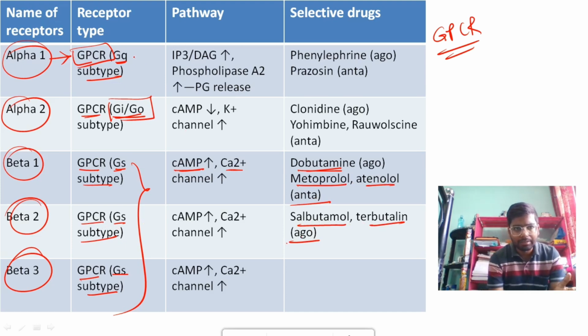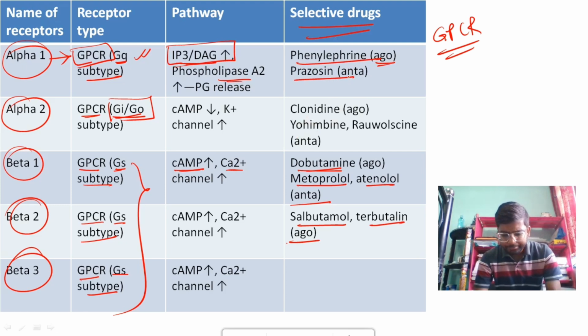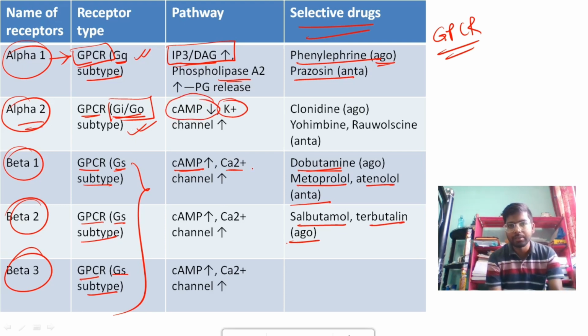In case of alpha 1, it's a Gq subtype GPCR, and here the IP3 DAG pathway will open and phospholipase C will be activated. The selective alpha 1 agonist is phenylephrine, and prazosin, doxazosin, terazosin and tamsulosin are the selective alpha 1 blockers. In case of alpha 2, it is a Gi/Go subtype GPCR, which means it will open the potassium channel and decrease the amount of cAMP in the body. Clonidine is the selective agonist, yohimbine is the selective antagonist.